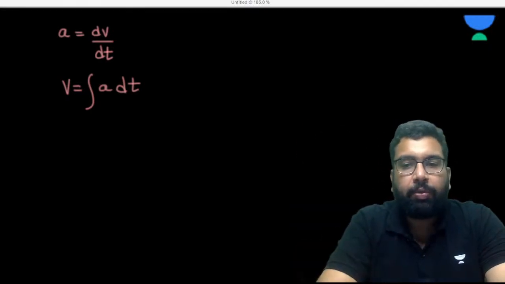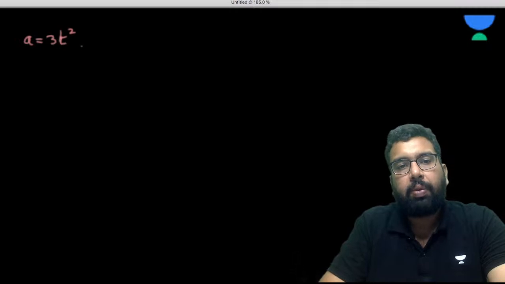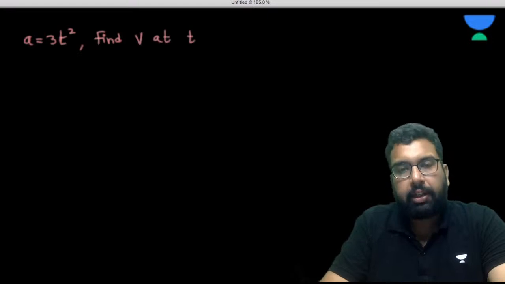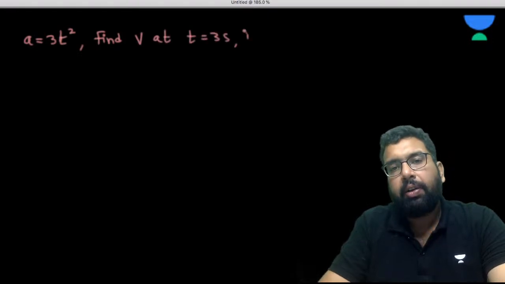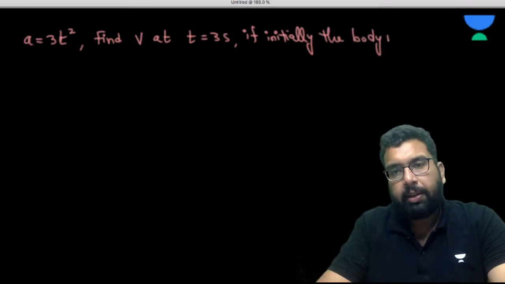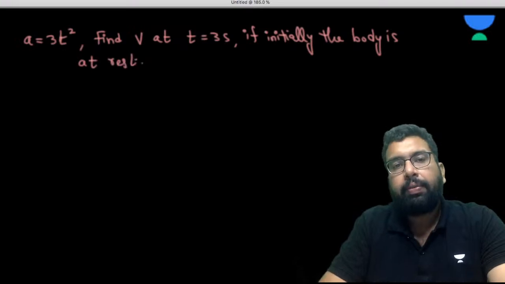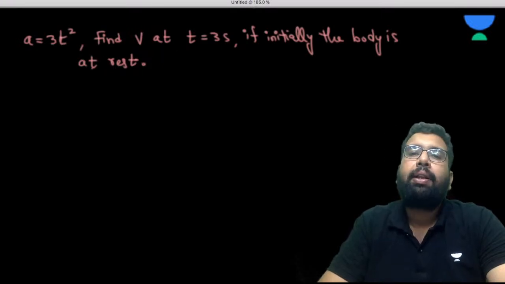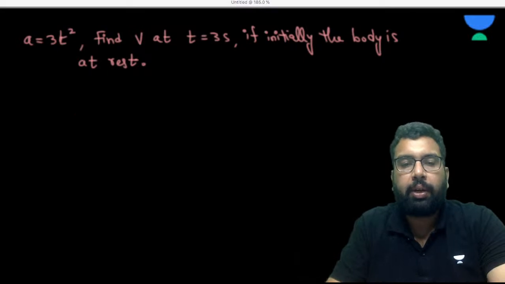So let's solve a few problems on this also. Let's suppose we have a is equal to 3t square, and we need to find the velocity at t is equal to 3 seconds if initially the body is at rest. So we have to find the velocity from the acceleration. Now please go for it. I'm very sure we can do it.